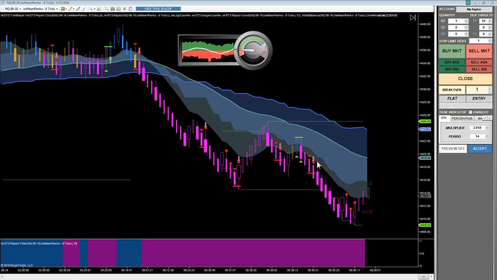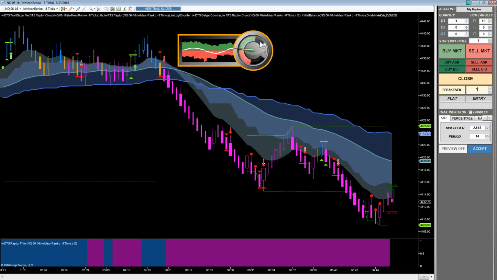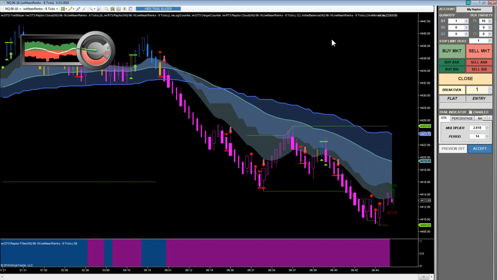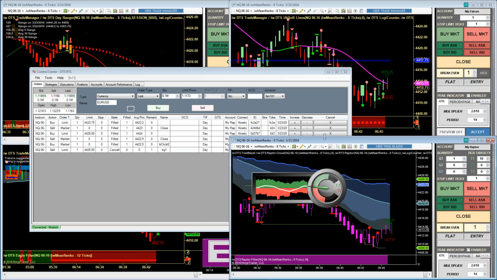If you're looking at a signal, let's say we were looking at this sell signal here, it also gives us that kind of information. If we're looking to short, we want to see the wheel pull over here and hold and hold. See, it keeps pulling to the buy side and holding. So we're likely going to see a little bit of an uptick here, I would think. So that's a brief overview of the Raptor and the Trailblazer.